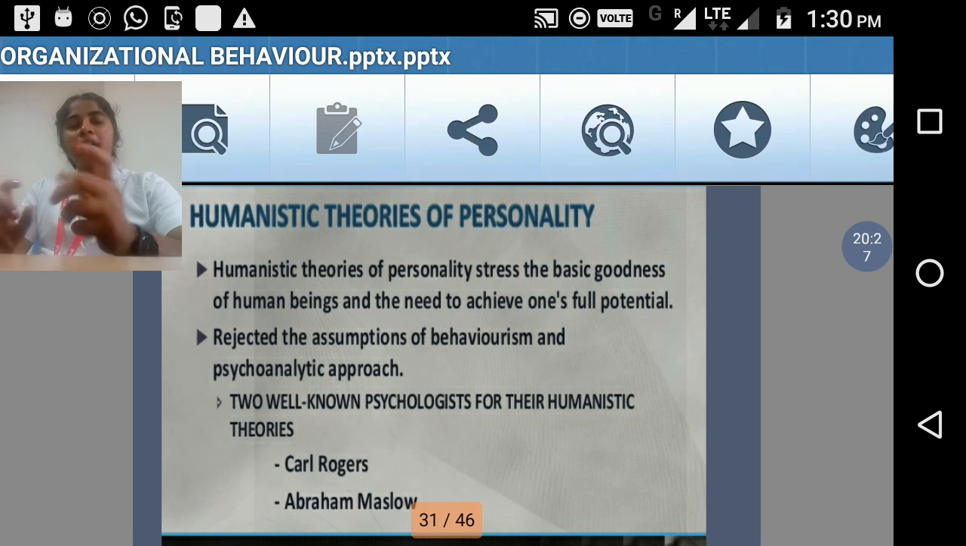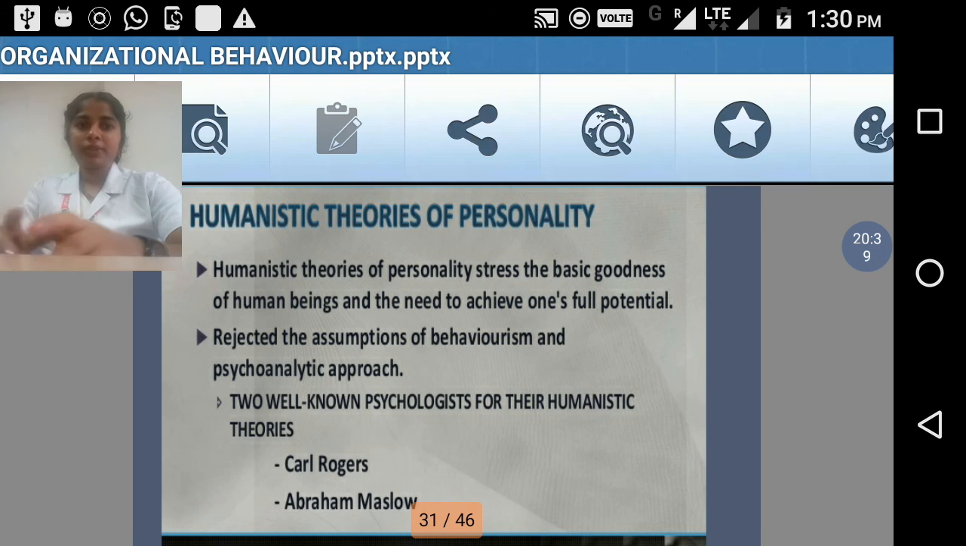So next one is humanistic theory of personality. We have to know that word humanistic. Humanistic theories of personality stress the basic goodness of human beings and the need to achieve one's full potential. If a person has some capability and ability to do something in that work, that is the potential.